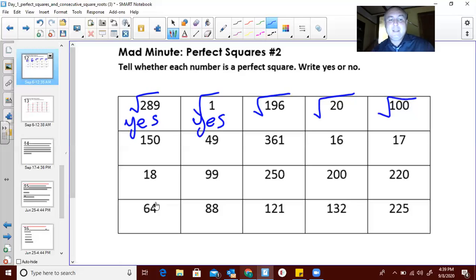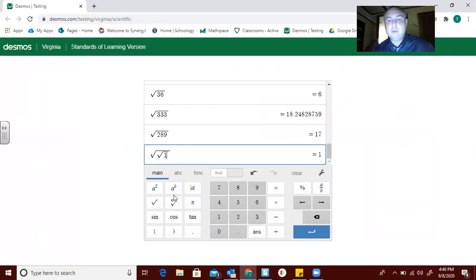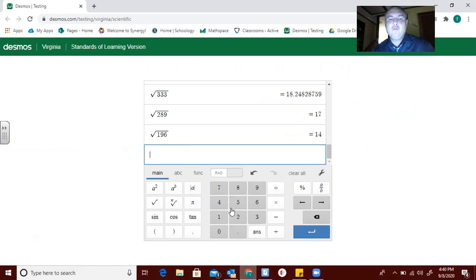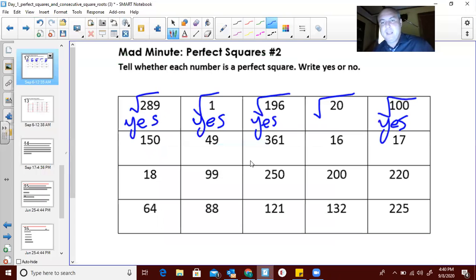196. I'm going to take a guess and say that it is. Oh, that's double square root. We don't need to get into all that. 196 is going to be 14. So we know that this is a yes. 20. We'll try this one. 100 should be another one that stands out to you. That's definitely a yes. So let's just test 20. I'm pretty sure we all know that it's not, but bam, decimal, not a whole number, can't be a perfect square. All right, and here's your key for this one.